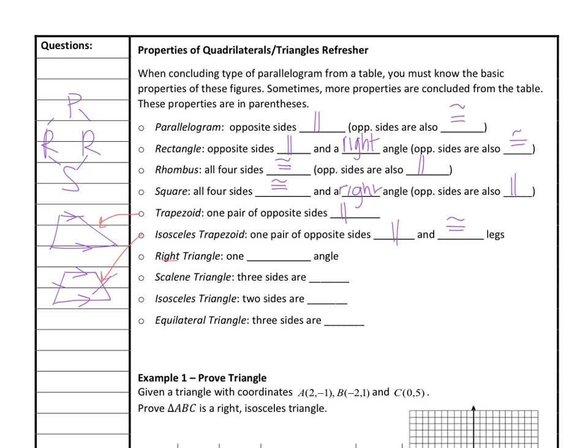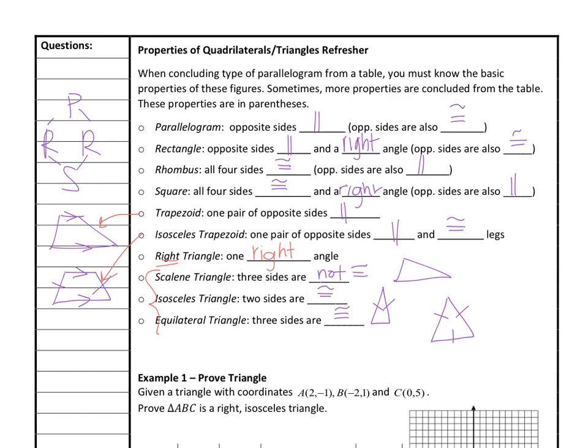A right triangle, hopefully that one's not too hard for you. A right triangle has one right angle. And then I want you to take a second, just fill out those three, scalene, isosceles, and equilateral, and then check your answer with mine, please. Scalene triangle, three sides are not congruent, right? That's where the triangle has three different sides. Isosceles is where there are two sides congruent, and equilateral, of course, has three.